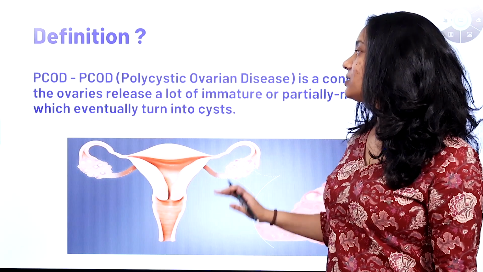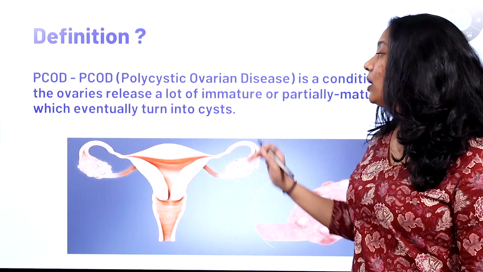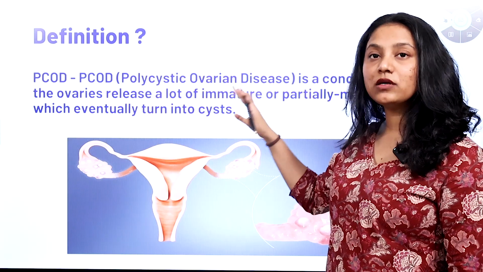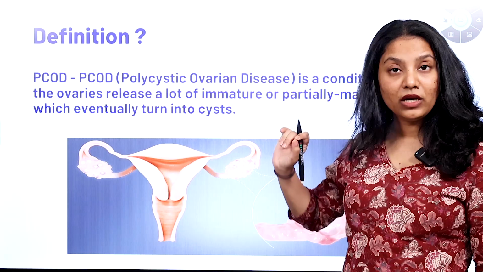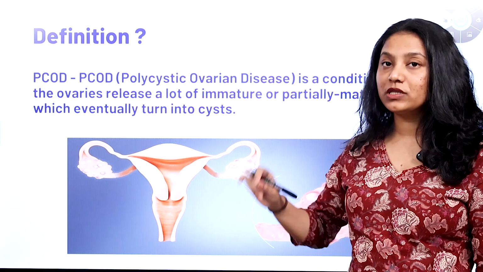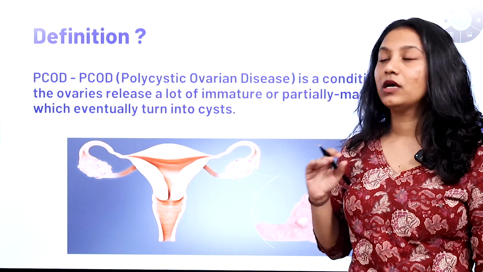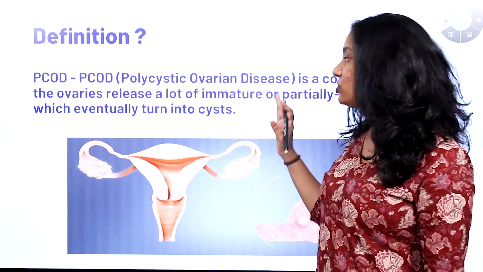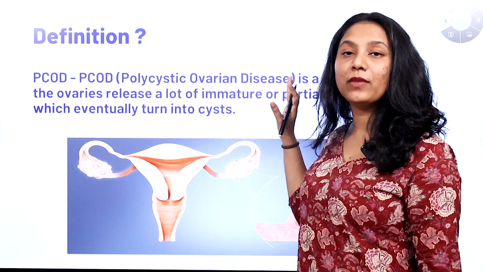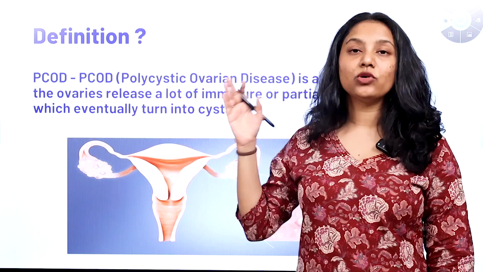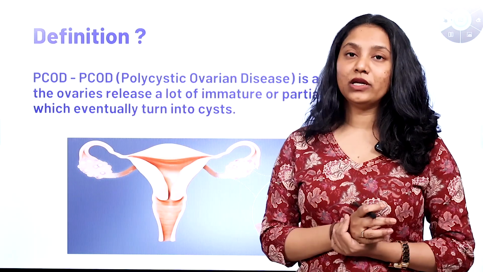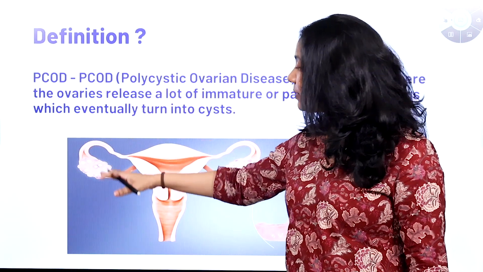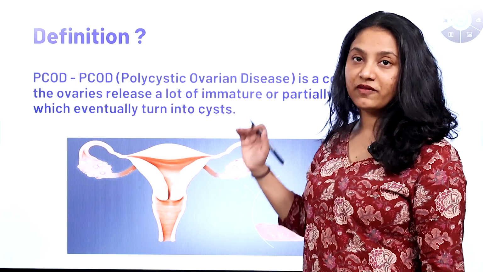So in the reproductive system, what is happening in PCOD? The ovaries release a lot of immature or partially matured follicles, which turn into cysts due to hormonal imbalance. So what is PCOD? It is just ovaries releasing some immature follicles, which, due to hormonal disruption, are turning into cysts. This is PCOD, which is limited only to the reproductive system.